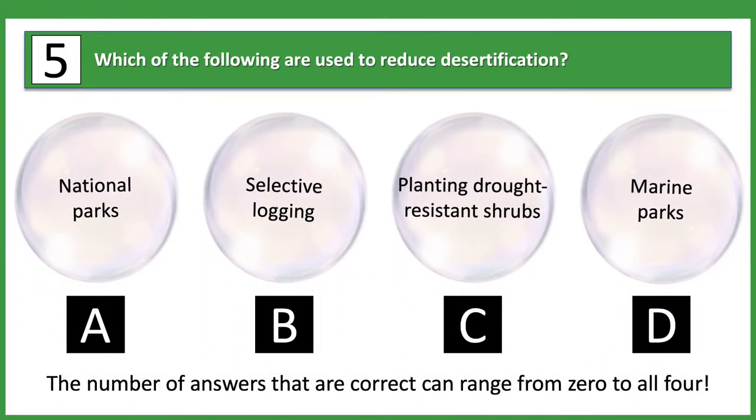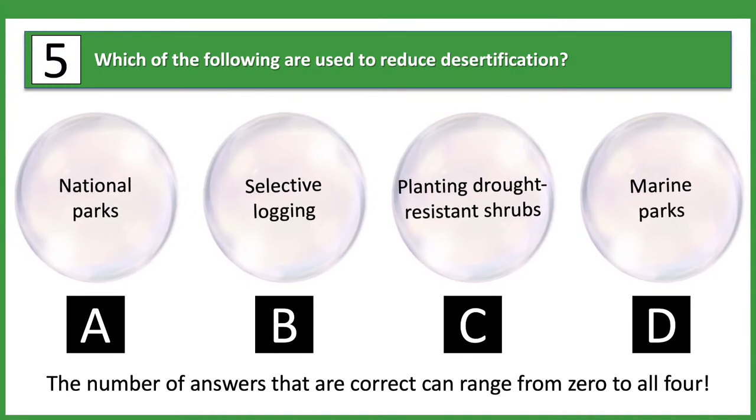Question number five is, which of the following are used in order to reduce desertification? You need to know about desertification, and you need to know how it's managed. So which ones might be used to reduce it? National parks, selective logging, planting drought-resistant shrubs, or marine parks?